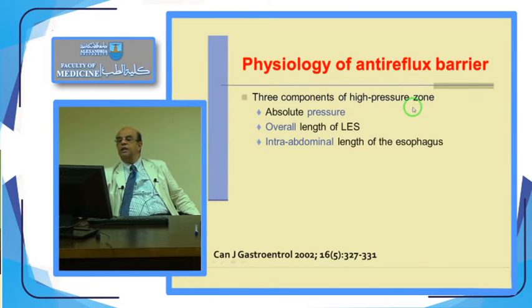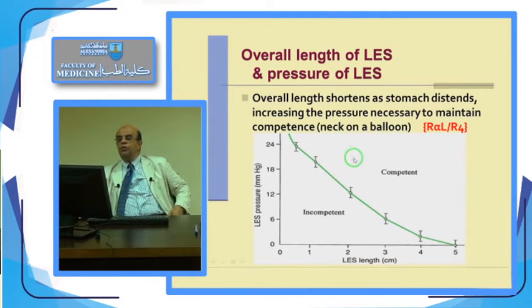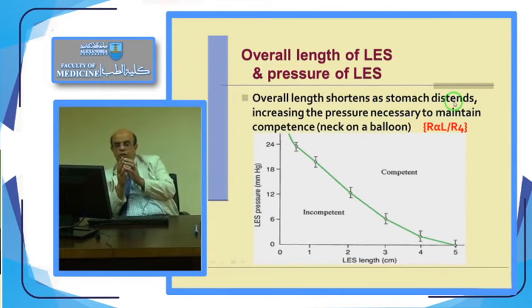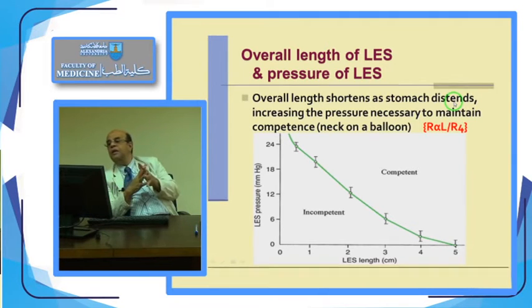The physiology of anti-reflux barriers has three components, as we discussed: absolute pressure, overall length of the lower esophageal sphincter, and the intra-abdominal length. We discussed the balloon effect. The overall length of the high pressure zone shortens as the stomach distends. A balloon which is not insufflated has a long neck. When we insufflate it and it increases in volume, the neck is taken with the rest of the body of the balloon and the neck shortens. The neck is comparable to the high pressure zone.